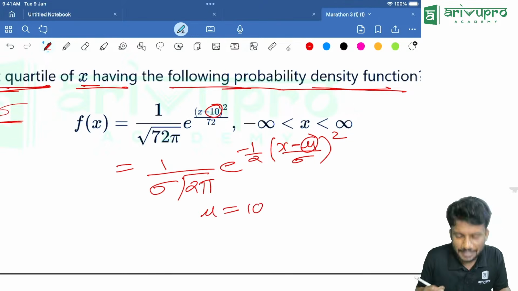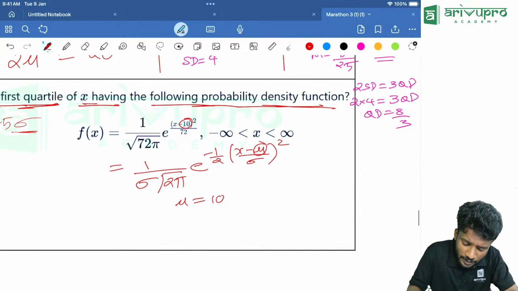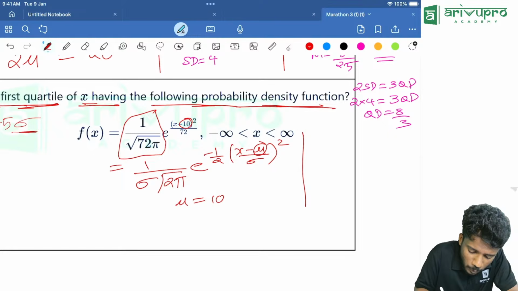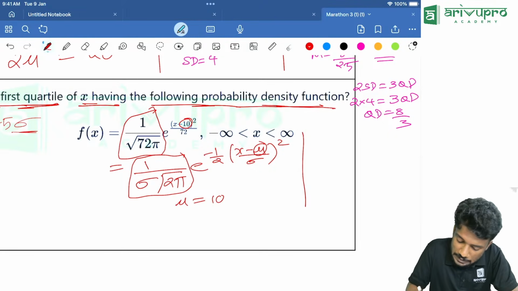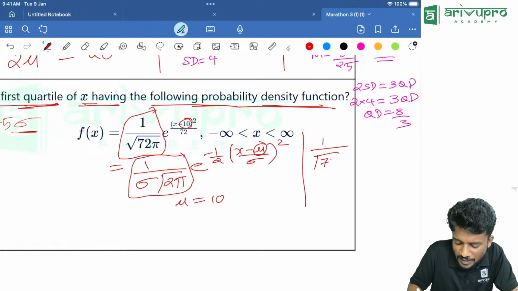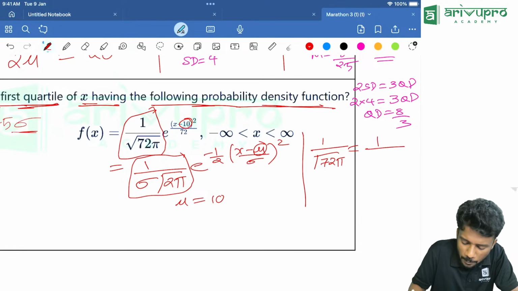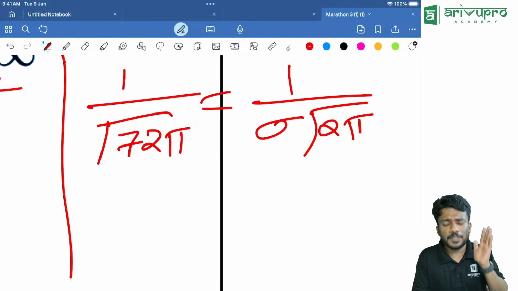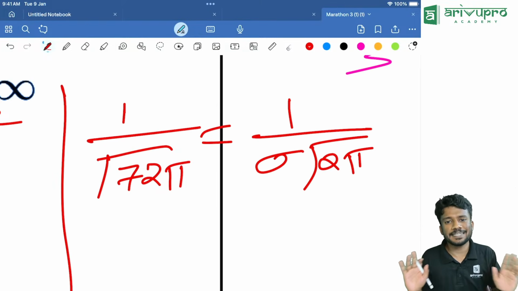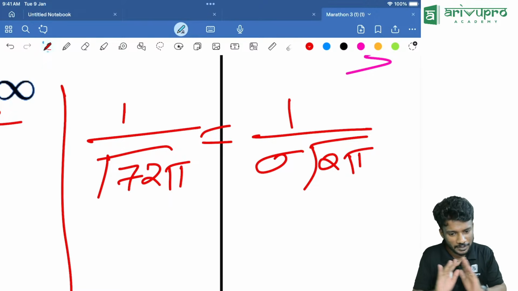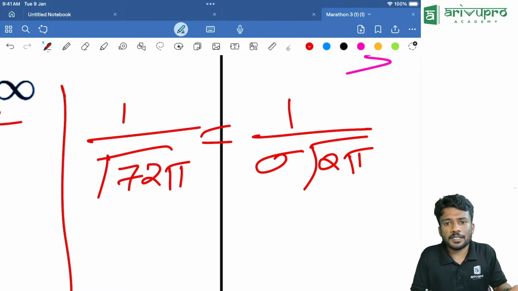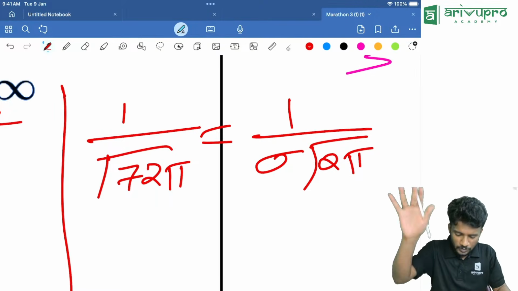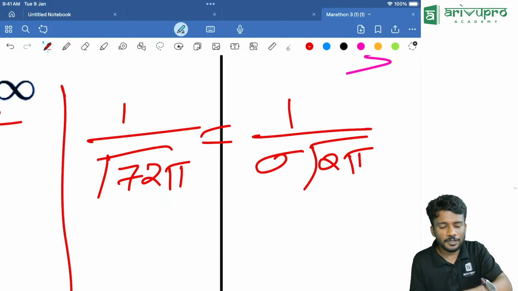Mu is equal to 10. Now the only tough part is we need to find the value of sigma. How to find sigma? We will equate this with this. That means 1 by root of 72 pi is equal to 1 by sigma root of 2 pi. Then I told you many methods can be used. If you want to use the direct calculator method, that is also fine. It's up to you completely. At the end of the day, you will get the value of sigma properly. You are getting it around 5.95. If you are directly using a calculator, you will round it off to sigma is equal to 6, since you are not using every decimal point.